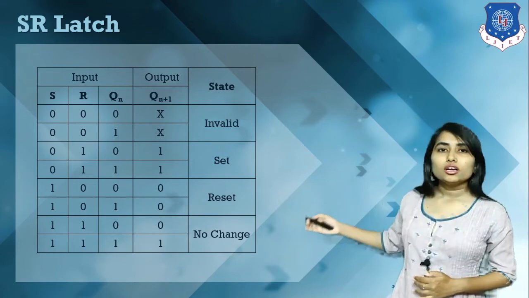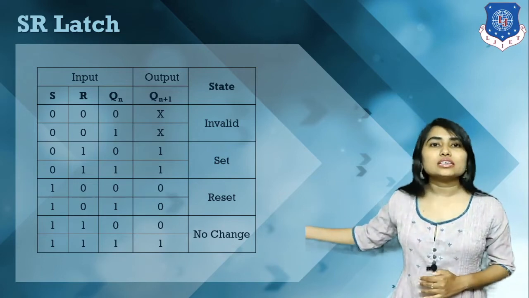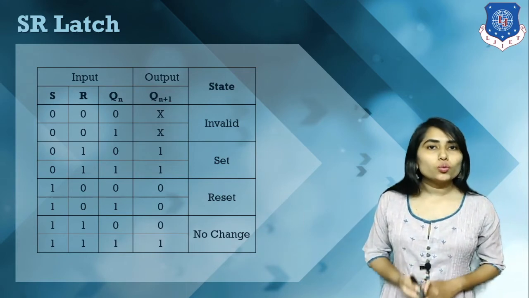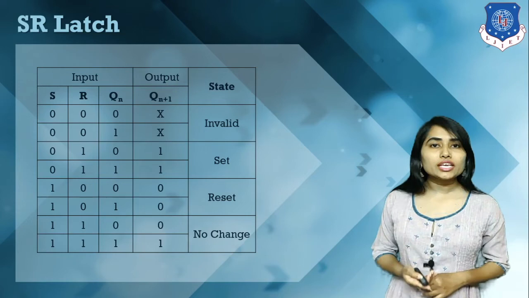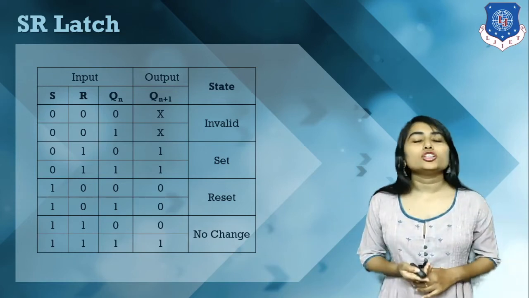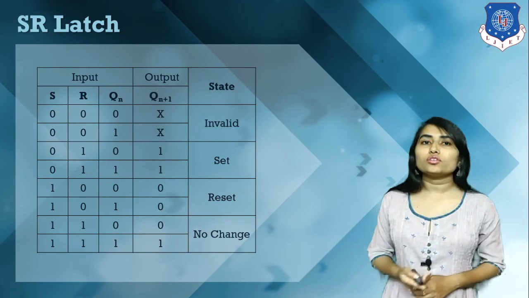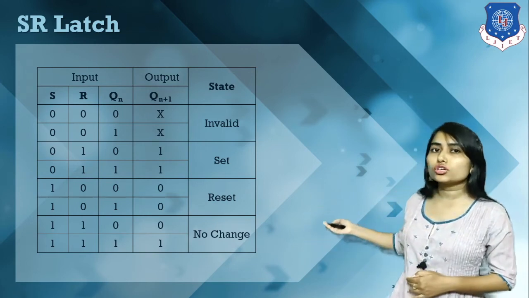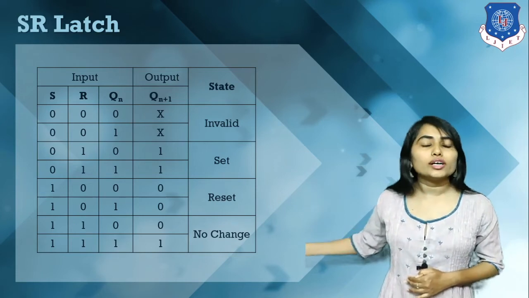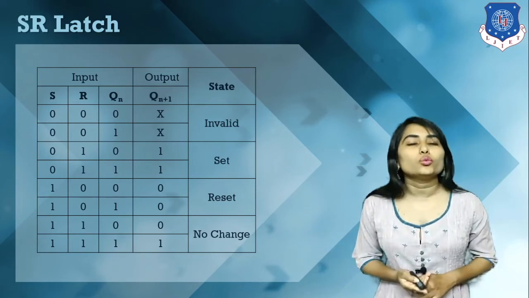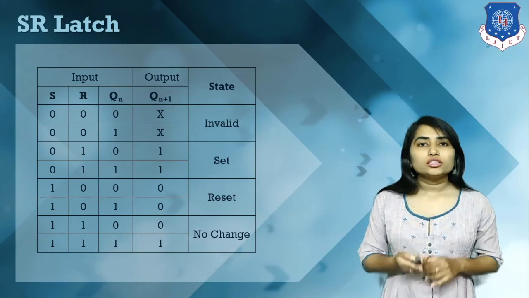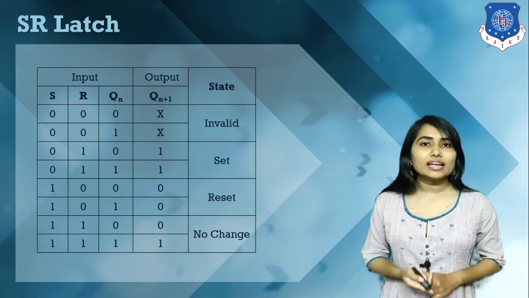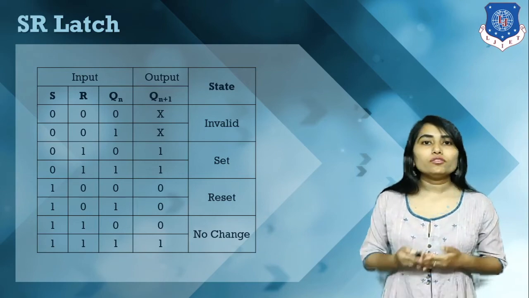Then we have the last condition, when S equals 1 and R equals 1. So for S and R equal to 1, 1, Qn and Qn+1 are equal. So whatever the condition of Qn, Qn+1 is equal to it. If Qn is 0, then Qn+1 is 0. And if Qn is 1, then Qn+1 is 1. That's why it is known as the no change state. So this is the truth table of the SR latch for active low.